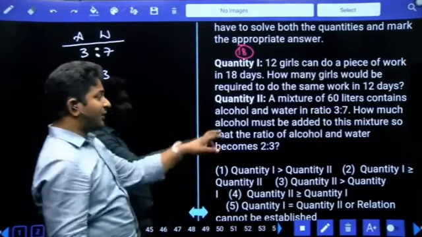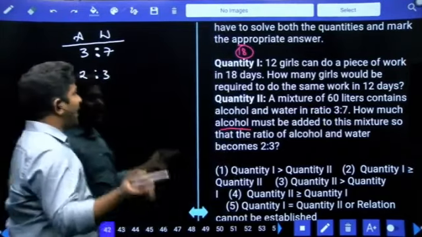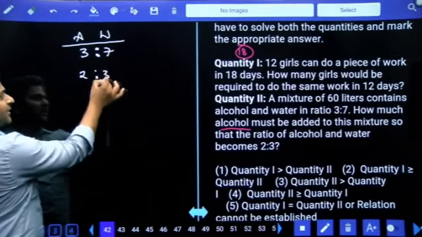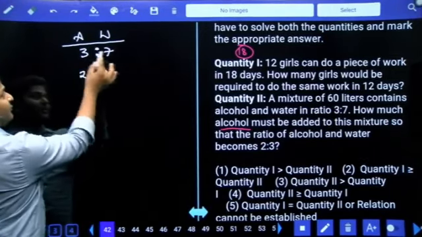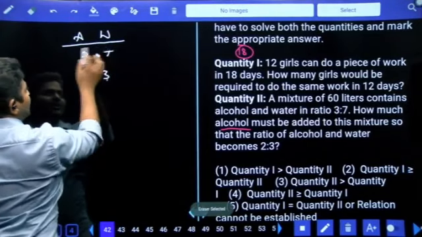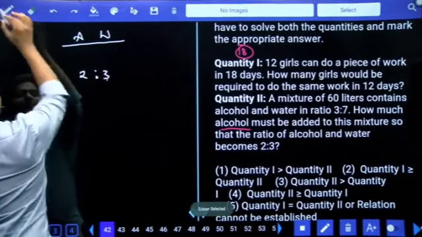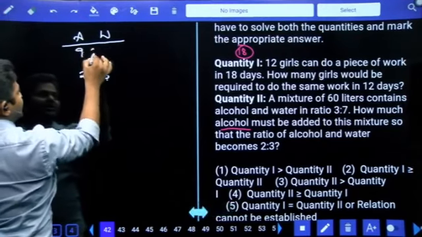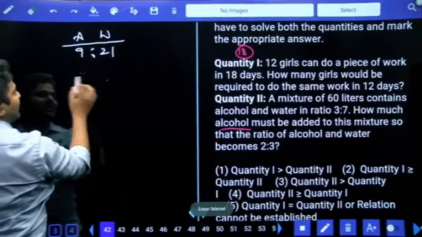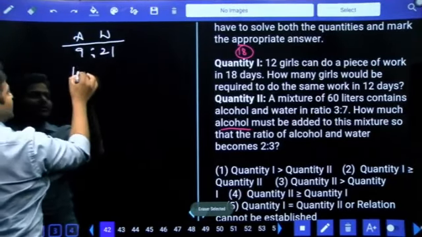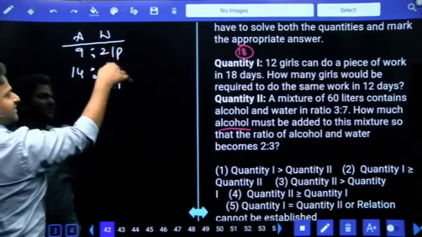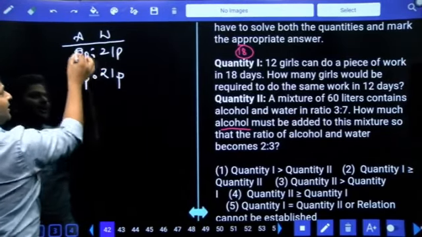Now, what is the quantity that you're adding? Alcohol. When you're adding alcohol, the water component should be the same. Here it is 7 parts, but here it is 3 parts. Let's multiply the first ratio with 3, the second ratio with 7. Now, 3:7 multiplied by 3, 9:21. 2:3 multiplied by 7, that becomes 14:21. Now, water in terms of number of parts is the same, but alcohol increased by 5 parts.